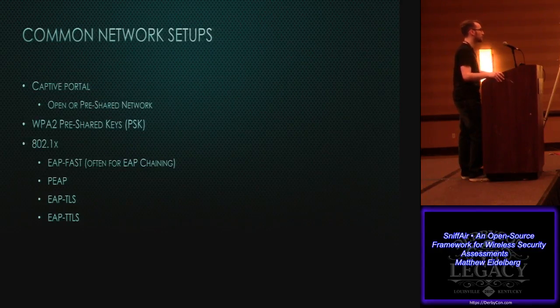The next one is PEAP, which is protected EAP. With protected EAP, there usually is a cryptographic tunnel to ensure that passwords are sent in a secure manner. EAP-TLS does not use credentials at all. It uses certs; there are no credentials passed. And EAP-TTLS is a combination of PEAP and EAP-TLS, where both a cert is used as well as authentication credentials.